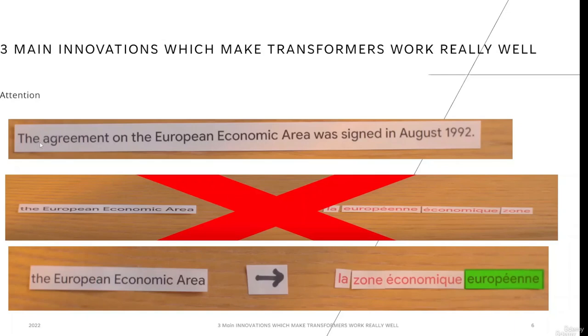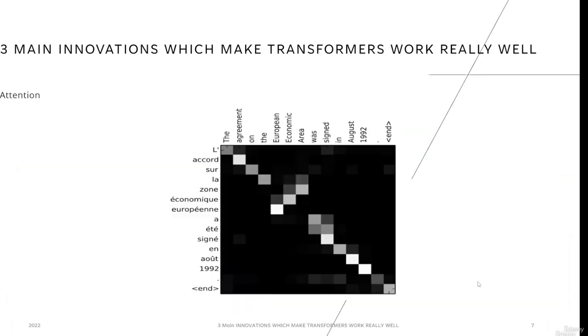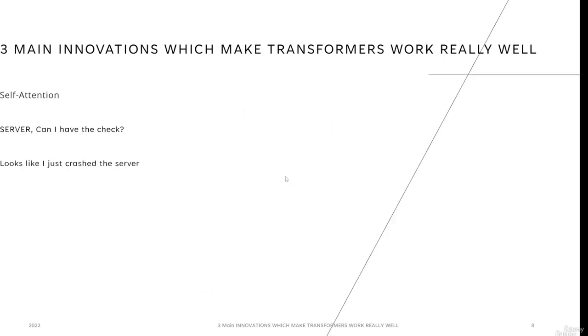So instead we have to look at the context of the entire word and then we have to do the translate. So this is the heat map for attention which we were talking about previously, and it's taken from a paper, and that's basically what I'm demoing to you here. And here the next one is self-attention.